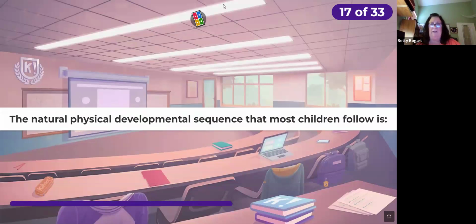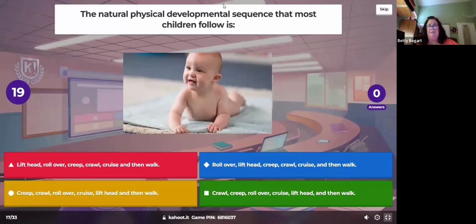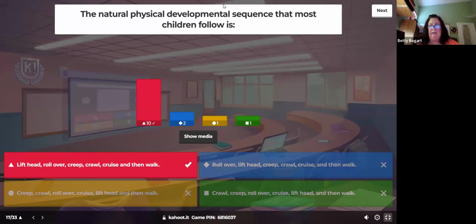The natural physical developmental sequence that most children follow is, what do they do? It's their movement. How do they start moving? Where do they start moving? Again, we're going to go over it more next week, but this is introducing things that we should know. And then when do they do those things? And if they're not, what early intervention did we do? Lifting the head is first, as I've told you. And then they roll over from front to back, back to front. Then they're up on their knees and crawling. Then they're standing up on the couch and crawling around, cruising. And by 12 months, they're attempting to walk or walking.